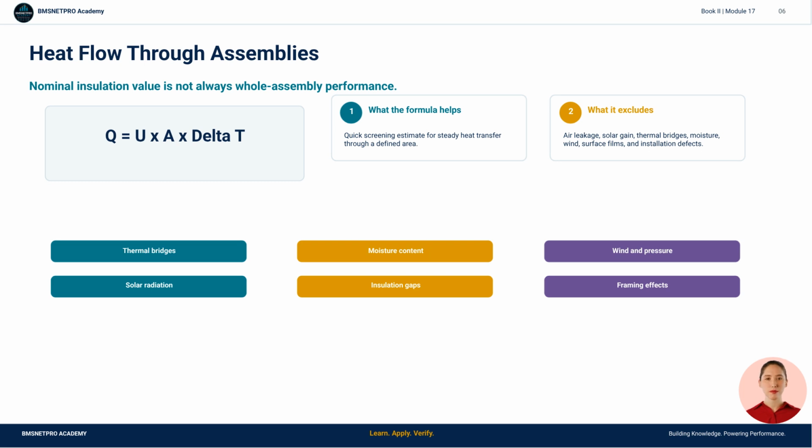Heat moves through assemblies by conduction, convection, and radiation. The simplified relationship Q equals U times area times temperature difference is useful, but it is only a screening estimate. Real buildings include thermal bridges, air leakage, moisture, wind, solar radiation, insulation gaps, and framing effects. If a calculation uses only nominal insulation value, it may miss the whole assembly behavior.